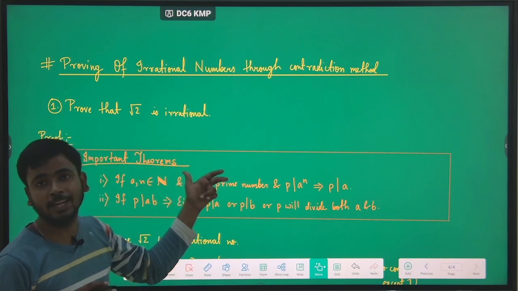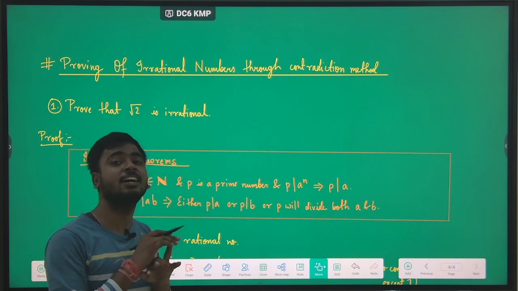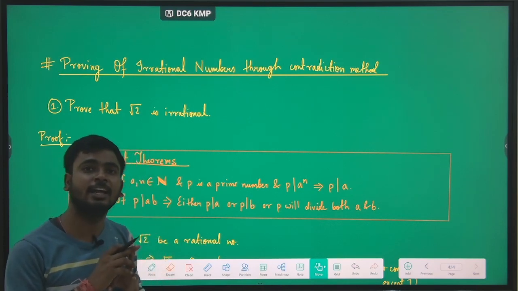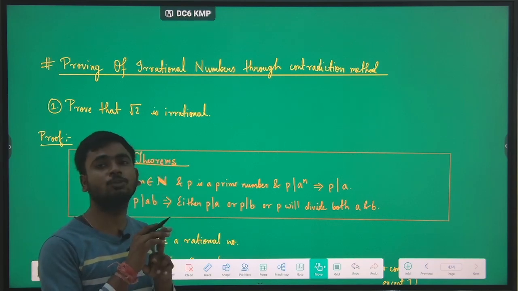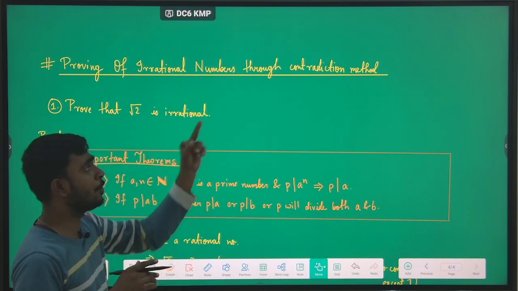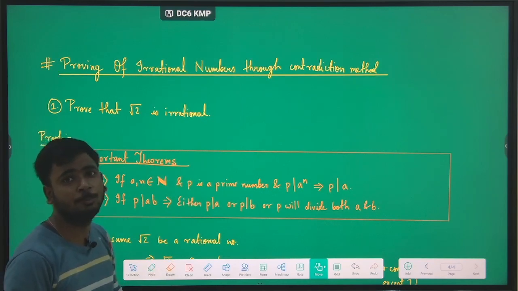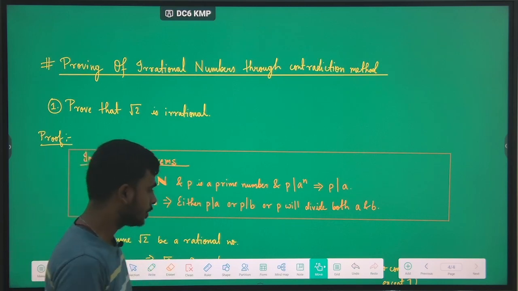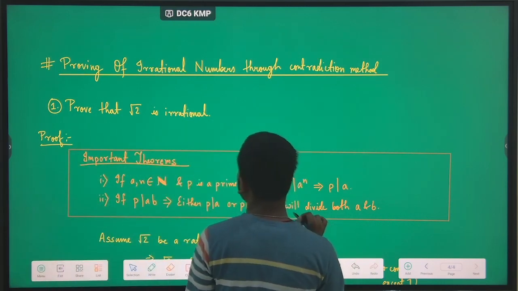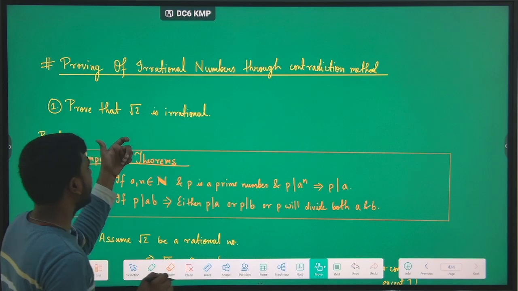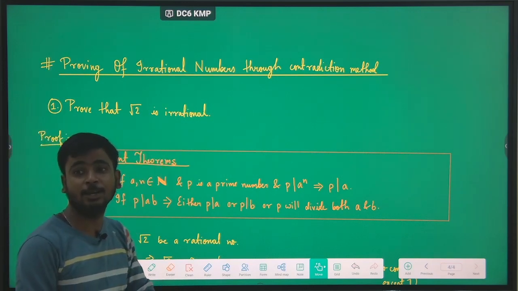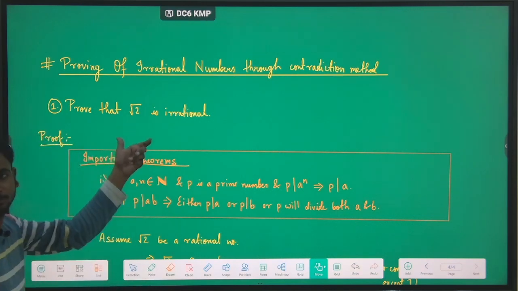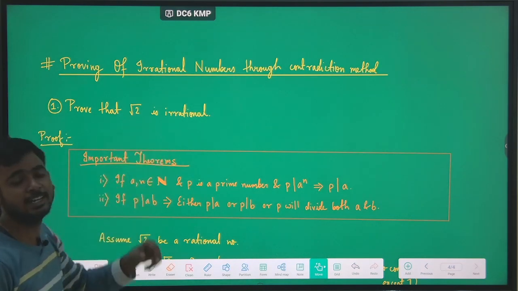So we will learn today about the contradiction method, and the third method is the principle of mathematical induction, which you will study in higher classes. So I am going to make you learn about the contradiction method. How can we prove root 2 is an irrational number through the contradiction method? What I am going to prove is that root 2 is an irrational number. How can I prove that?